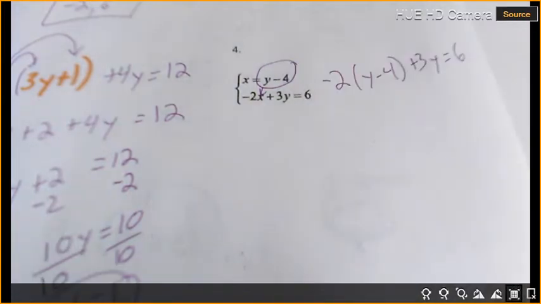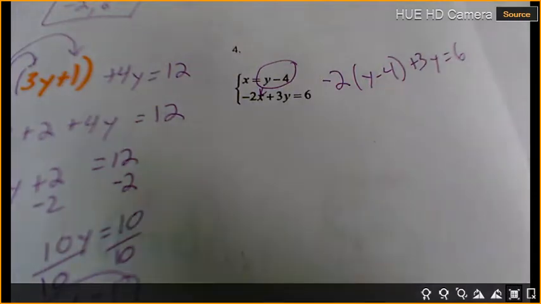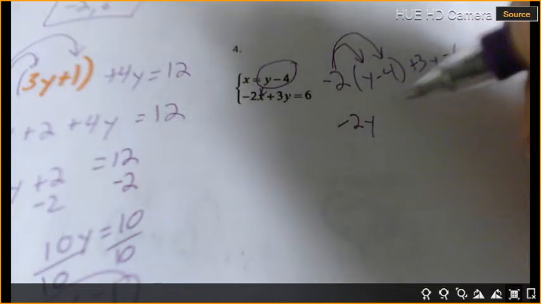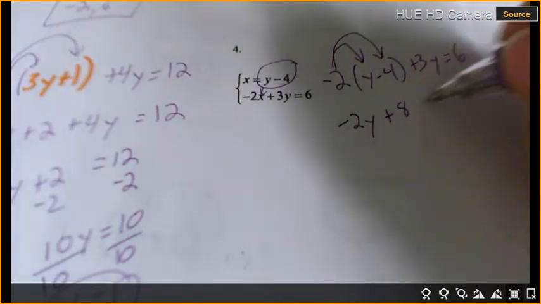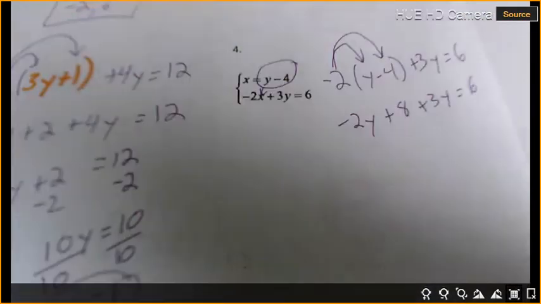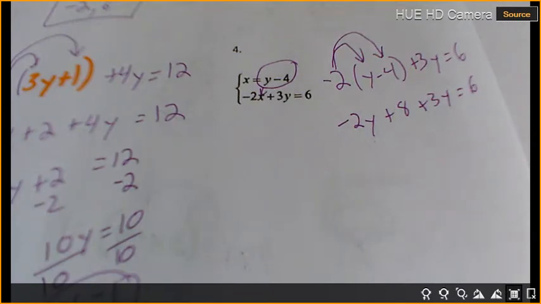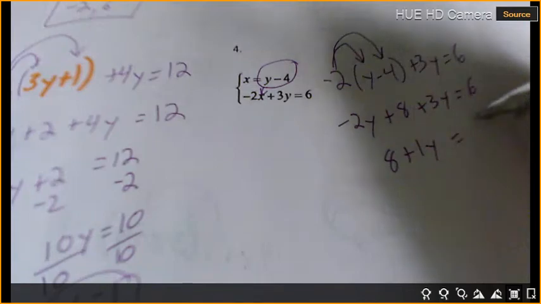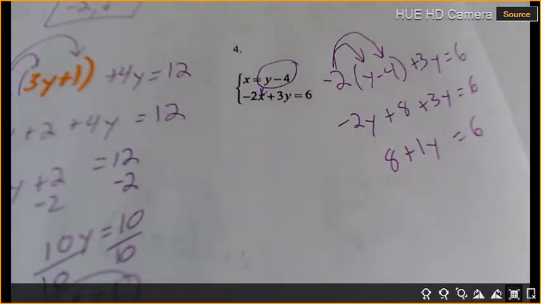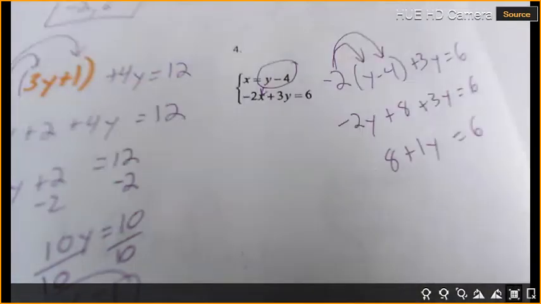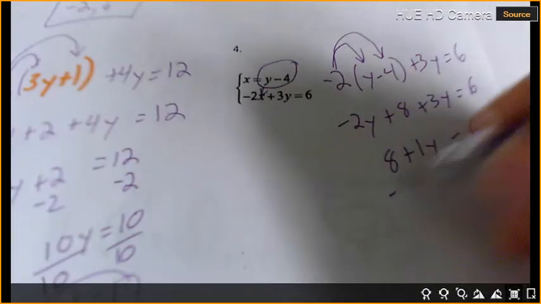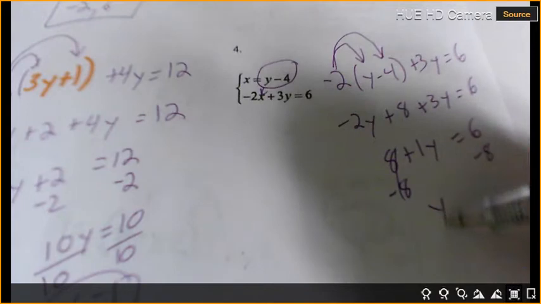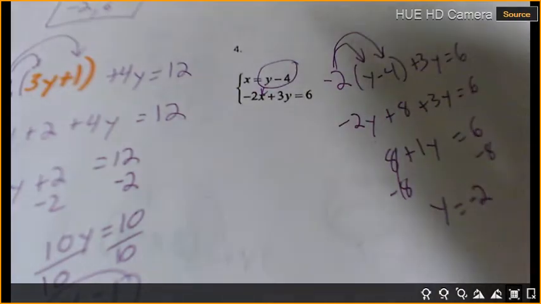What do I do first? Distribute the negative 2. Good. So I get negative 2y plus 8 plus 3y equals 6. Who knows what I do next? You have to combine like terms. Good. So I get 8 plus 1y equals 6. What do we do now? Negative 2 plus 3 is 1. Subtract the 8. Good. So y equals negative 2. That's what I got.